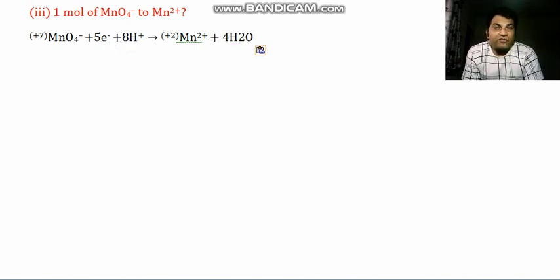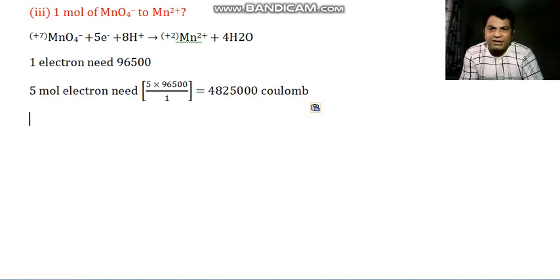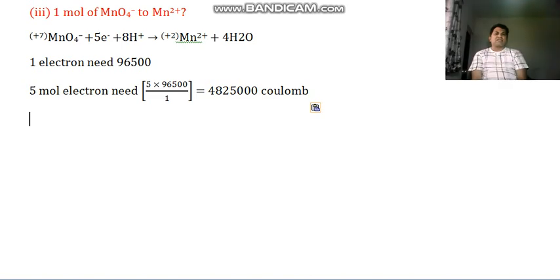So here 5 electrons are working. That's why now we have to multiply by 5 into 96500. So this will be written like this. 1 electron is 96500, so 5 electrons how much? So that is the question number 13.12 completed.